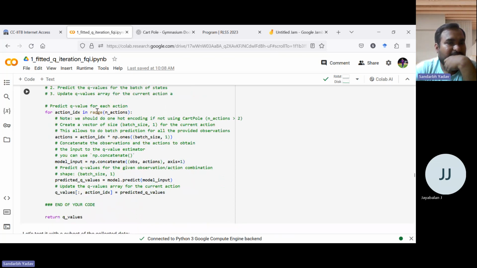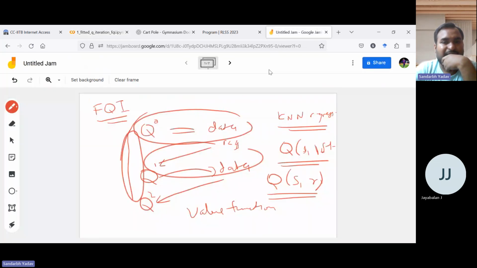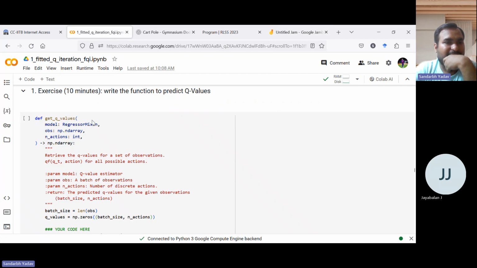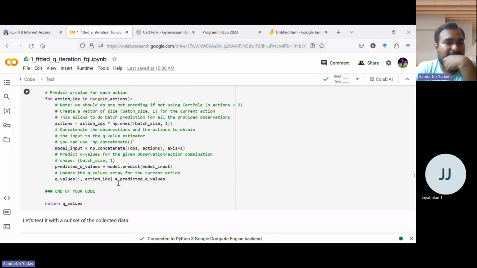Initially, we have assigned it to be all zeros with shape batch size by number of actions. Now for each action, this is just for processing purposes, we are using this model to predict the Q values. We get some predicted Q values, store them at the action index, and return those Q values. So now we have reached this stage. We have not collected the data yet, but this is the function which will be used to collect the data.